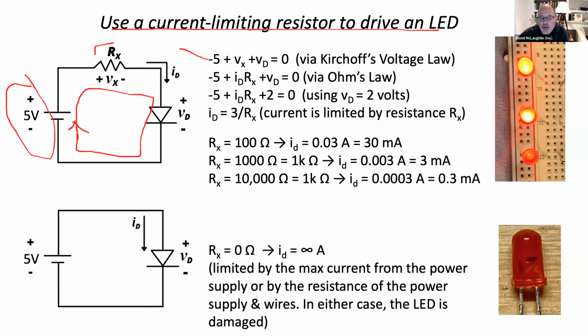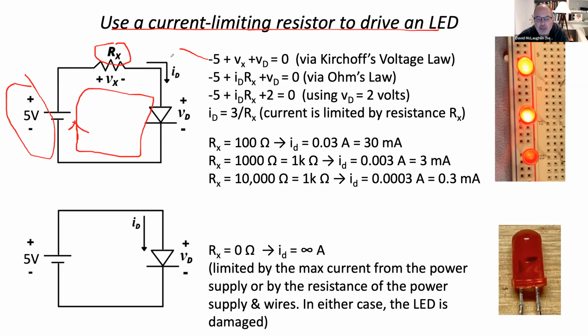This resistor is going to have a current I sub D flowing through it. I sub D is the current through the LED, but it's only one loop in this circuit, so I sub D is the current flowing through the whole circuit. The big picture is that by choosing different values of R sub X, we can set the appropriate current I sub D. Small resistor, you have a high current, and big resistor, you have a low current.